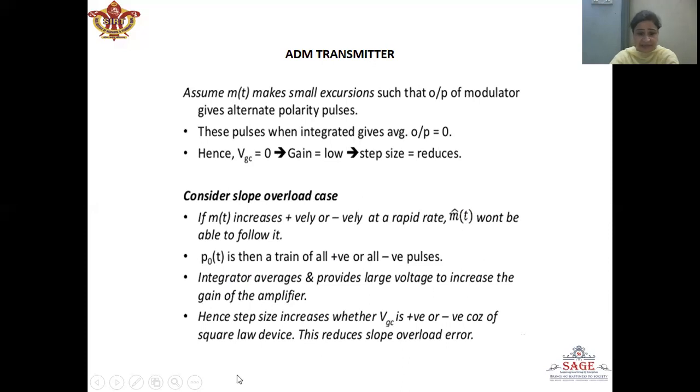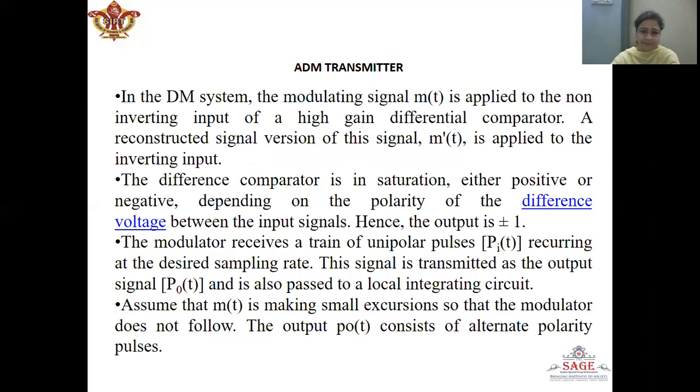Now, in case of ADM, the integrator averages and provides a larger voltage to increase the gain of the amplifier. So the step size will increase whether VGC is positive or negative because of the square law device. This will reduce slope overload error.